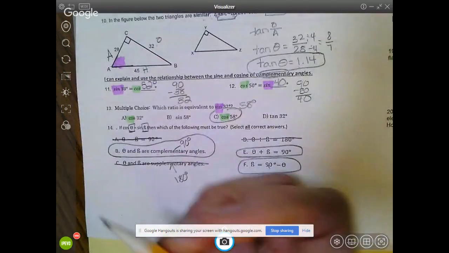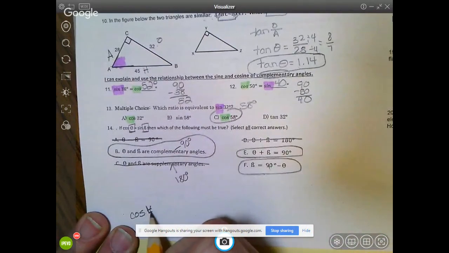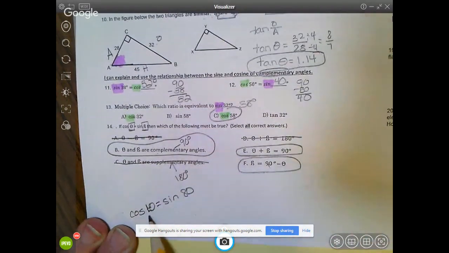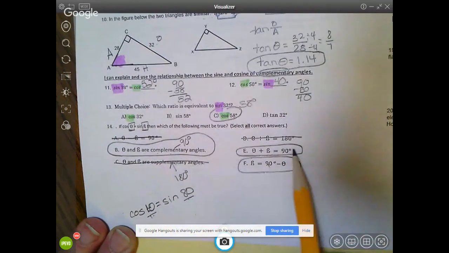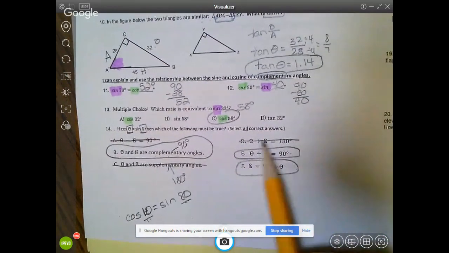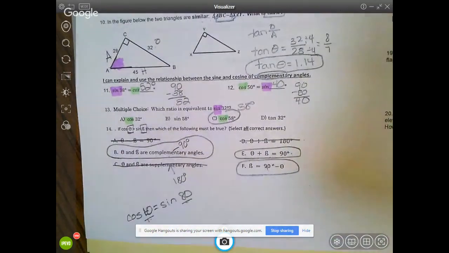And if you wanted, I would just make up numbers. I would just say cos 10 equals sine 80. So now we know 10 and 80. Is it true that 10 and 80 are complementary? Yes. Is it true that 10 plus 80 equals 90? Yes. Is it true that 80 equals 90 minus 10? Yes. Here, 10 plus 80 doesn't equal 180, so we could cross that out. And 10 minus 80 doesn't equal 90. That's why we could cross that out.